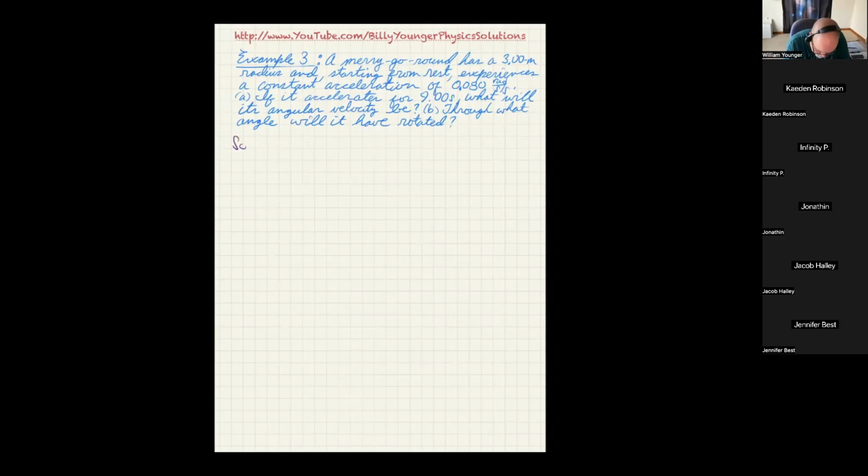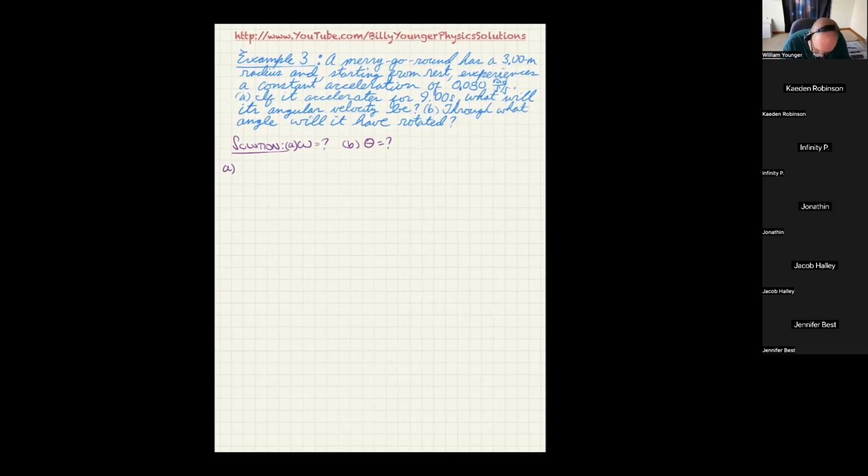Solution. First, we're going to find out what its angular velocity will be. Angular speed is our angular velocity, and that's what we want to know. We also want to know through what angle it's going to actually turn, and that's part B, and we're going to call that theta.